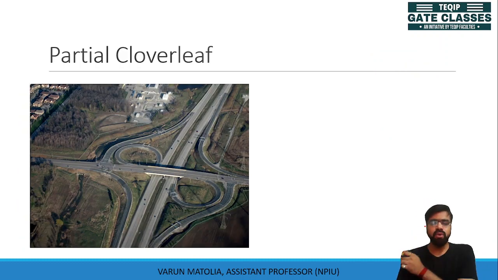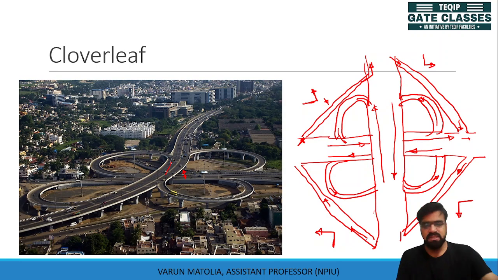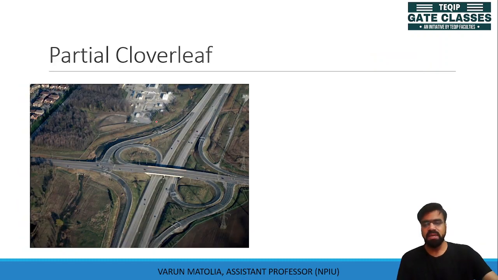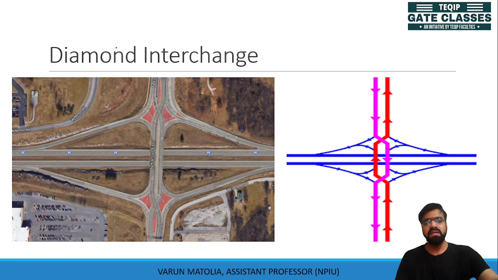We have partial clover leaf where complete movement is not allowed, partial movement is allowed. You can compare these two. Here we have 4 loops: 1, 2, 3, 4. 4 loops are present, but here 2 loops are present. So it is not allowing complete traffic movement. So partial traffic movement is visible. This is partial cloverleaf. Another one is your diamond intersection or interchange.